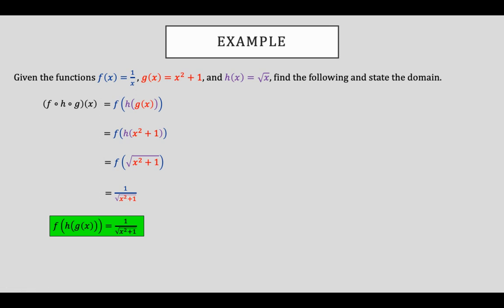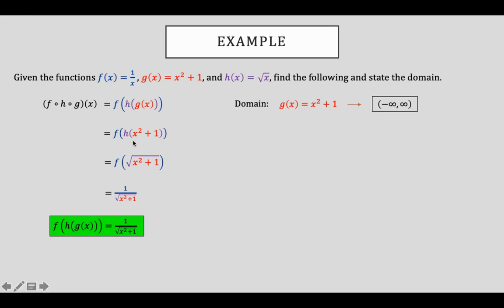So let's look at our domain of this composite function. Again, we need to start off by looking at the domain of our innermost function. Work from the inside out. What is the domain of g of x? Well, no denominators that are going to be 0, no radicals to worry about. Our domain is going to be all real numbers.